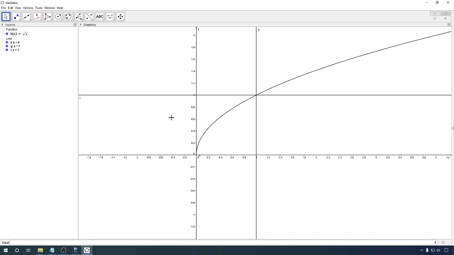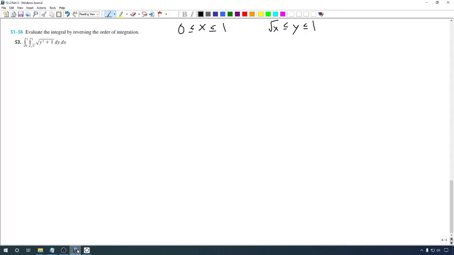If we work as a type 2, now instead of looking at top and bottom, we're going to be looking at left and right. Our leftmost curve is just x equals 0. Our rightmost curve, which they've written as y equals square root of x, we need to change to be x equals y squared. So we'd be going from 0 to y squared. Our y values are going to go from 0 to 1. So we're changing this way of writing it so that y is going from 0 to 1, and then x is going from 0 to y squared.